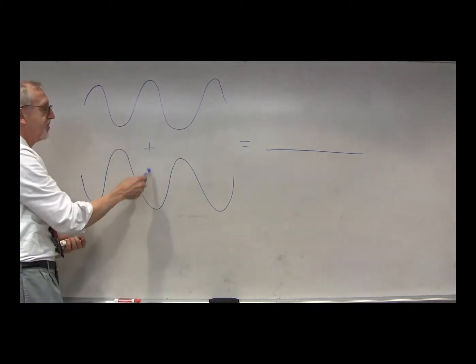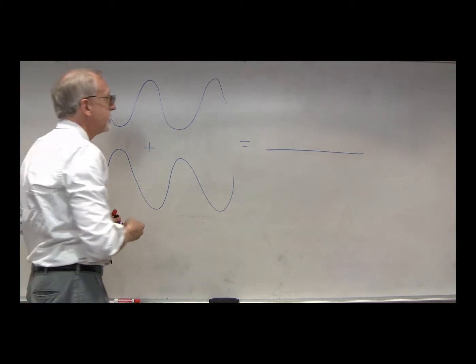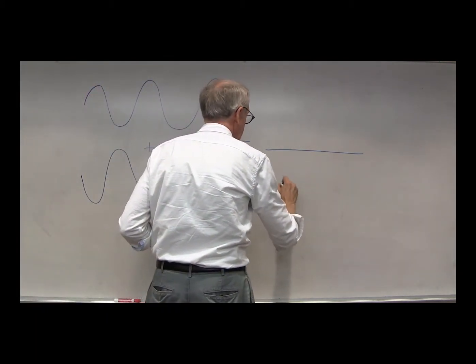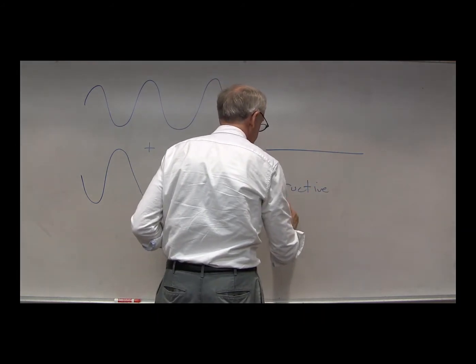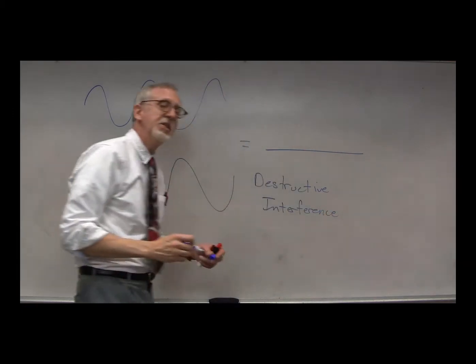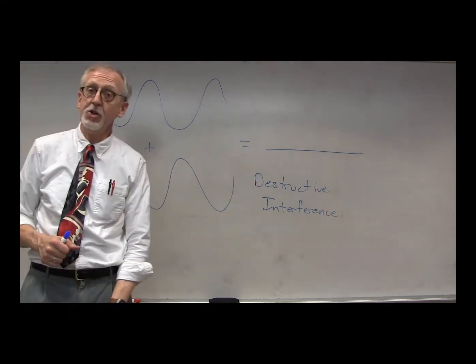When we have two waves that are exactly out of phase with each other like this, and we combine them together, this is called destructive interference. Destructive interference. In this case, light plus light gives us no light.